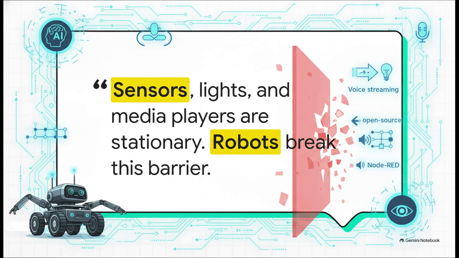Developers are realizing that robots fundamentally break the stationary barrier of modern smart homes. By funneling our entire open-source AI stack, the text understanding, the Node-RED middleware, that sub-400 millisecond voice streaming, into a mobile chassis, our AI can finally navigate physical space. It can drive to a specific room, act as a roaming media player, and physically react to commands in real time.